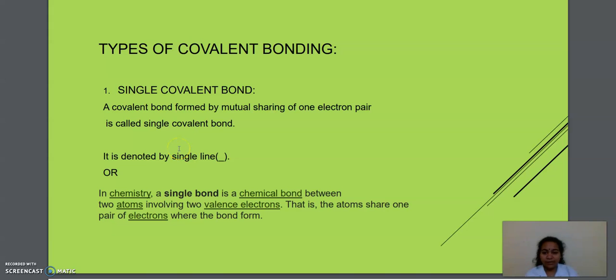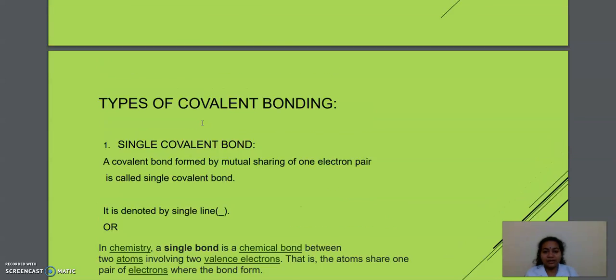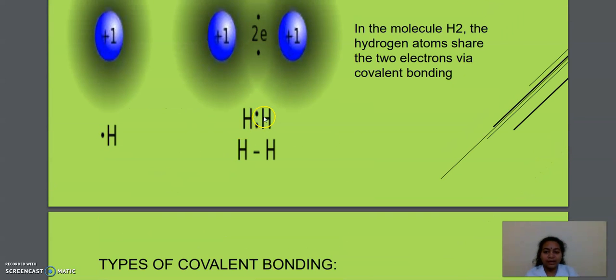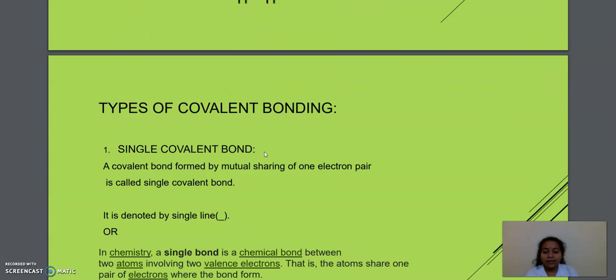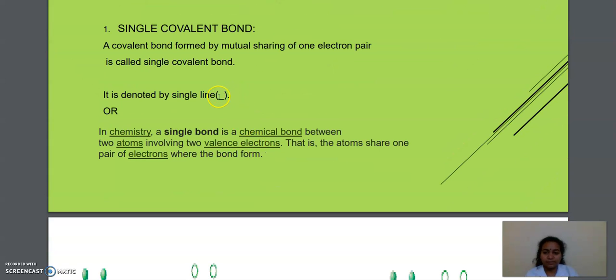Here we can see single covalent bond. A covalent bond formed by mutual sharing of one pair of electrons, then we can call it a single covalent bond. For example, if we check this hydrogen molecule here, one pair of electrons are shared between these two hydrogen atoms. So it is denoted by one single line. So here you can see that single line. So a single bond is a chemical bond between two atoms involving two valence electrons. There will be only 2 electrons, that is one pair, shared pair electrons.